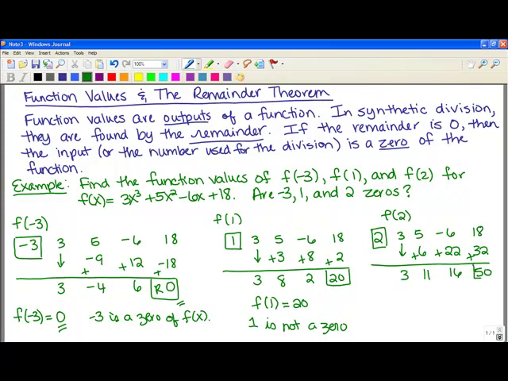So the remainder is 50. That means that f of 2 equals 50 with the function. Also, 2 is not a 0. So if the remainder equals 0, then that means that the number we used with the synthetic division is a 0 of the function. Otherwise, we don't have a 0.